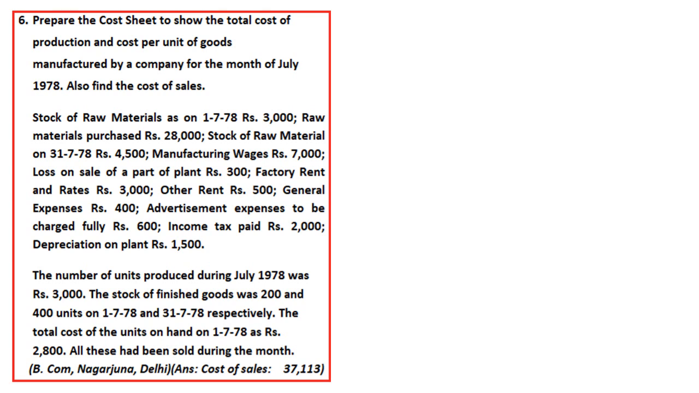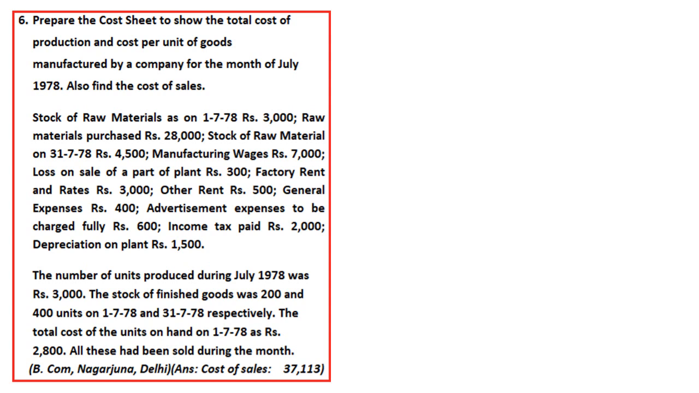One of them is loss on sale of plant or any asset, factory rent, other rent, general expenses, advertisement expenses, income tax, provision for income tax, provision for doubtful debts, bad debts will not be taken in cost sheet, right? While preparing cost sheet, we don't consider these expenses. Depreciation anyway we consider. The number of units produced during the year 1978 was 3,000 units.